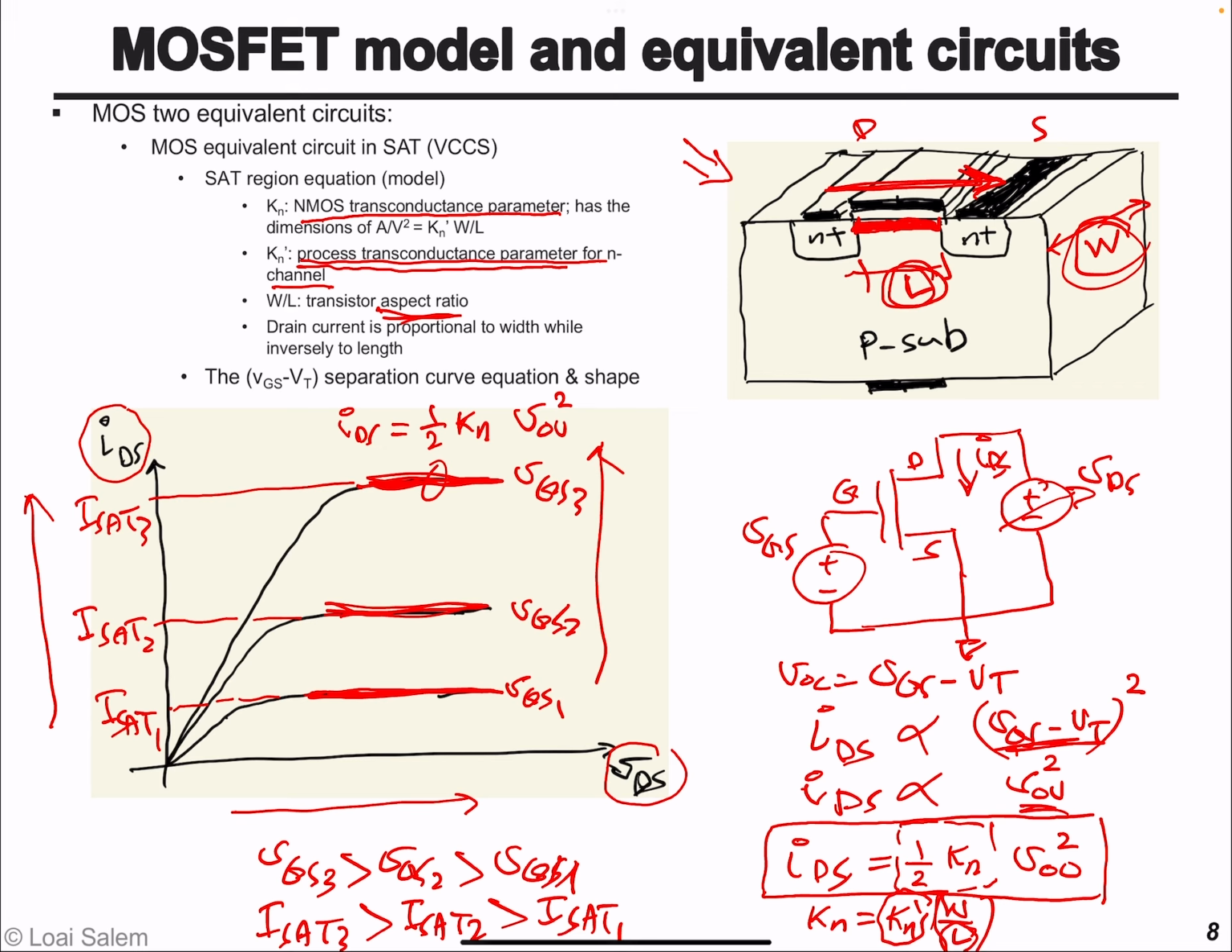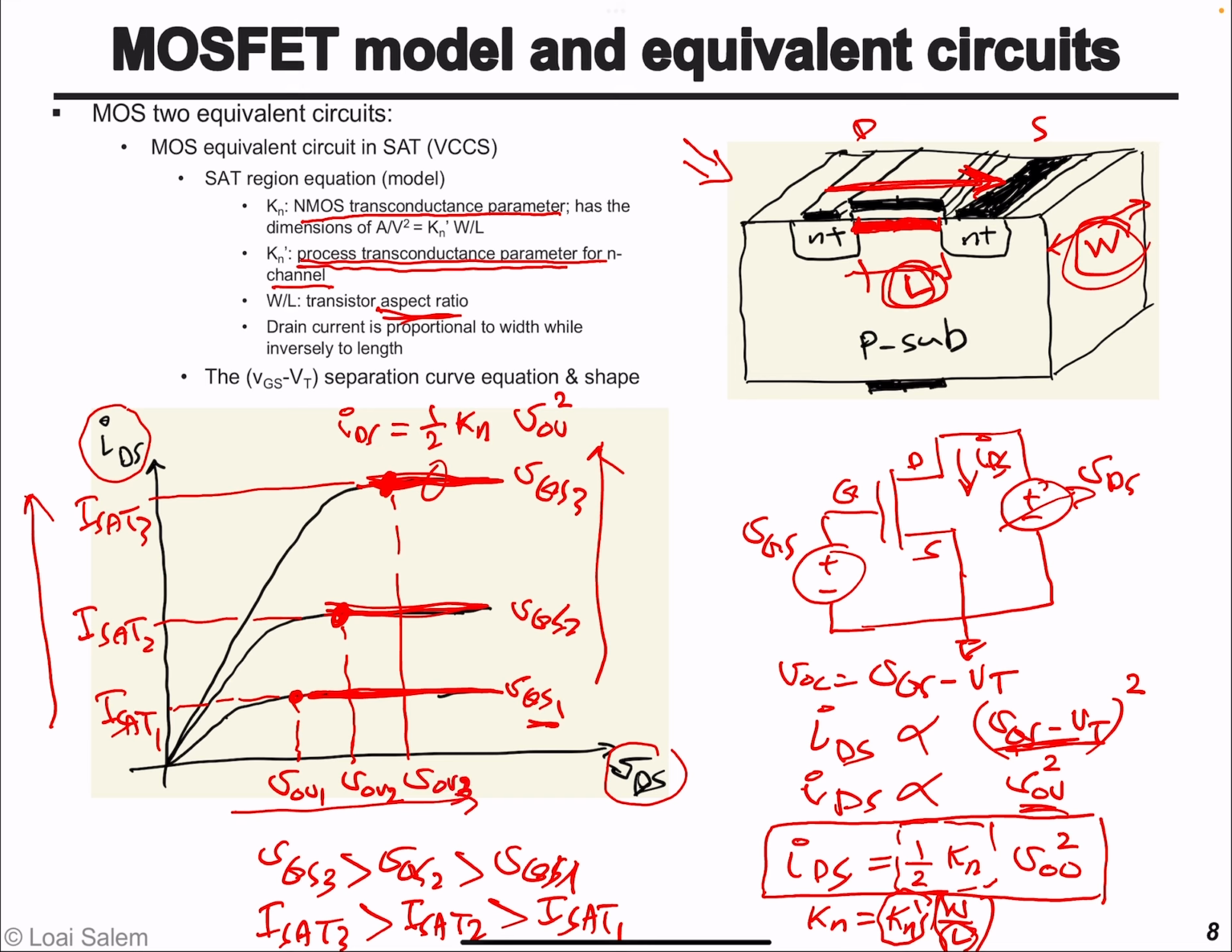Now, when we have VGS1, the transistor is going to enter the saturation region at V overdrive 1, which is VGS1 minus VT. For VGS2, we see that this saturation point, which is basically the drain to source voltage value at which the transistor becomes saturated, is V overdrive 2, and then we have here V overdrive 3.